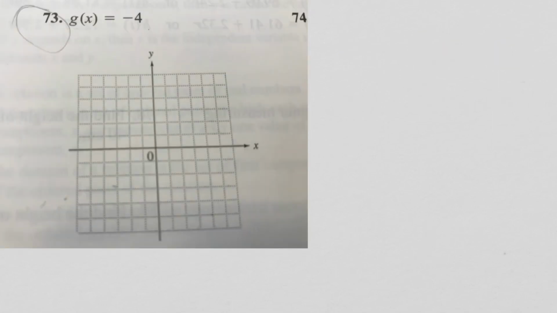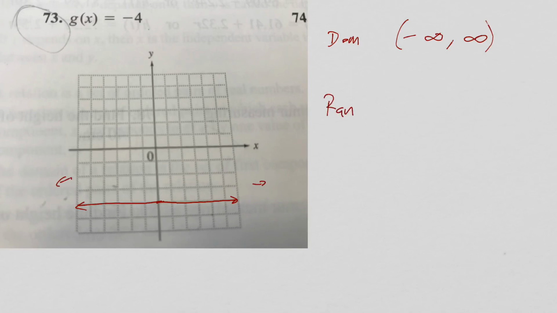Okay, y is equal to negative 4, 1, 2, 3, 4. This is a solid line like this. Okay, the domain is negative infinity to infinity, because it's going left and right forever. But the range is simply equal to negative 4.